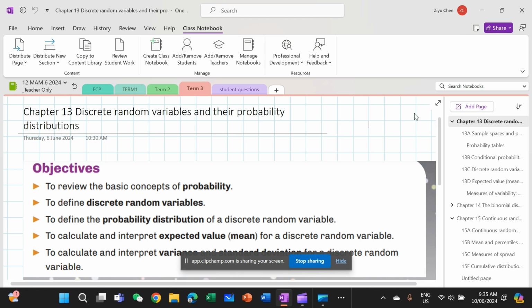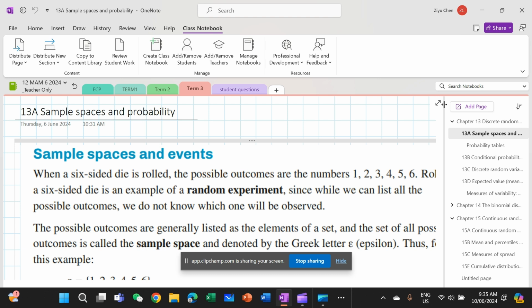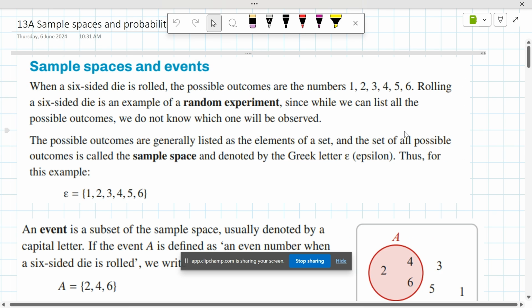Today we're gonna start chapter 13, probability and also the probability distributions. We actually did some questions in year 11, so we can start doing some recapping. We'll start with 13A first today, simple space probability. First, we need to know what the sample space and events are.